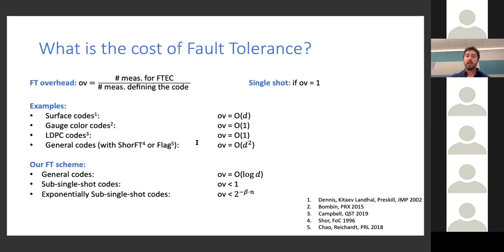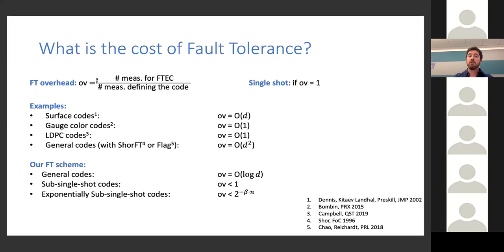And in the general case, if we use, for instance, Shor error correction or flag error correction, we will have an overhead that is of order d squared. It's actually very expensive. And we will improve this cost for a general code. We'll lower it to a logarithmic cost. And using this result, we'll prove that in some cases, we can have an overhead that is strictly smaller than 1. It's what I mean by unexpected.